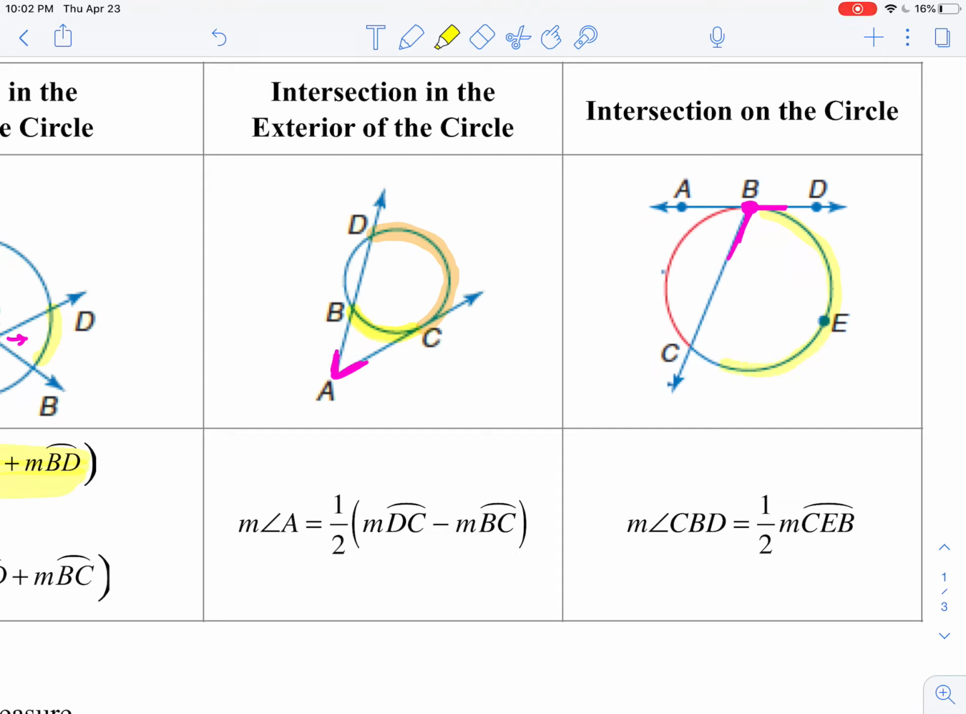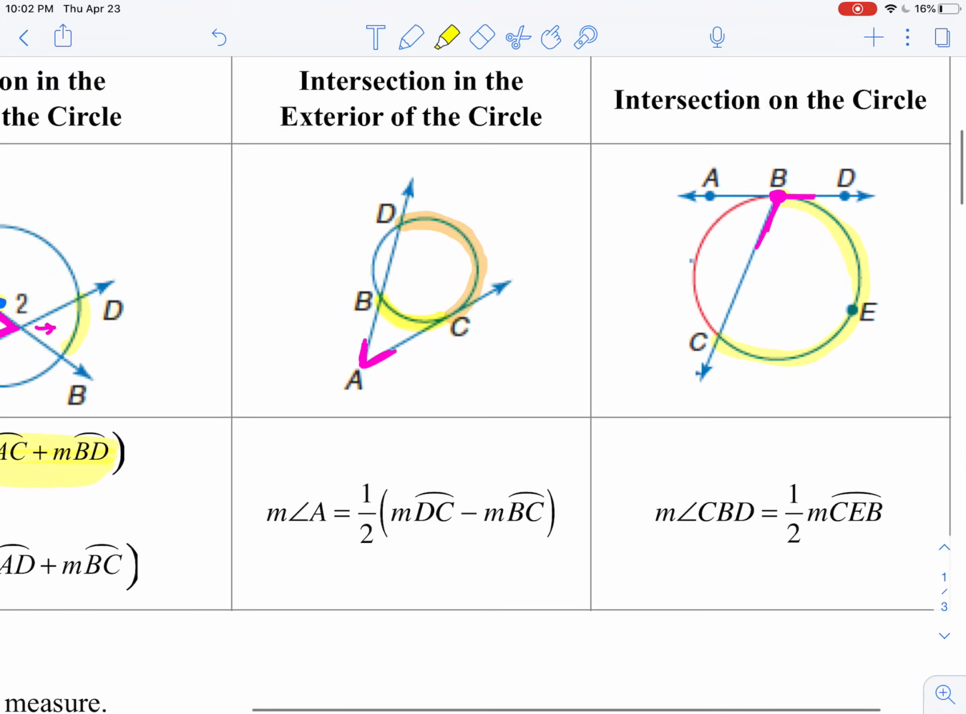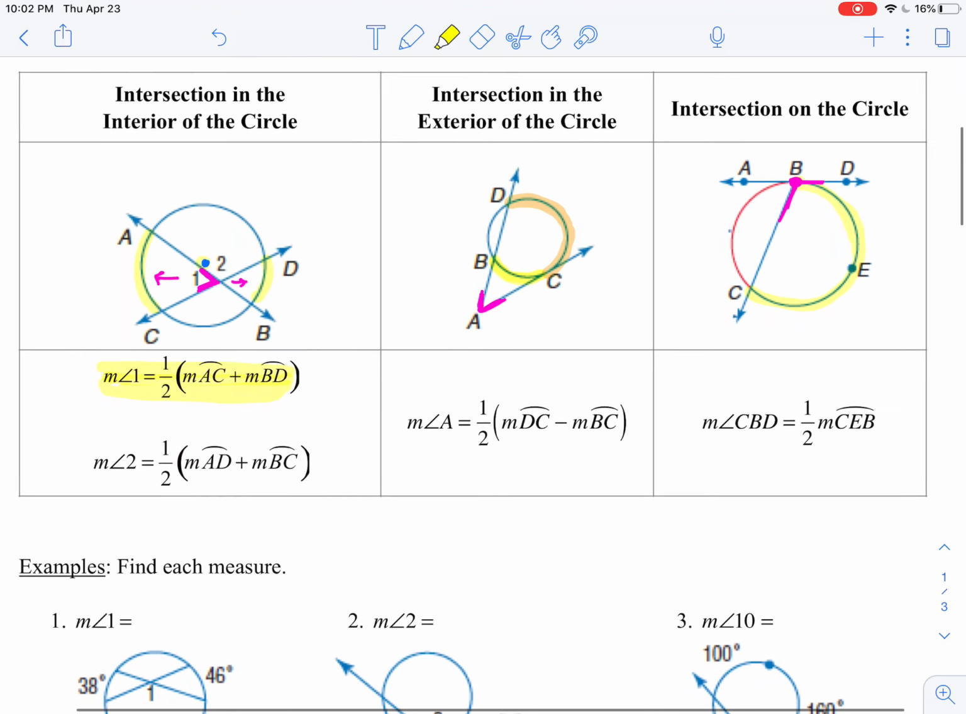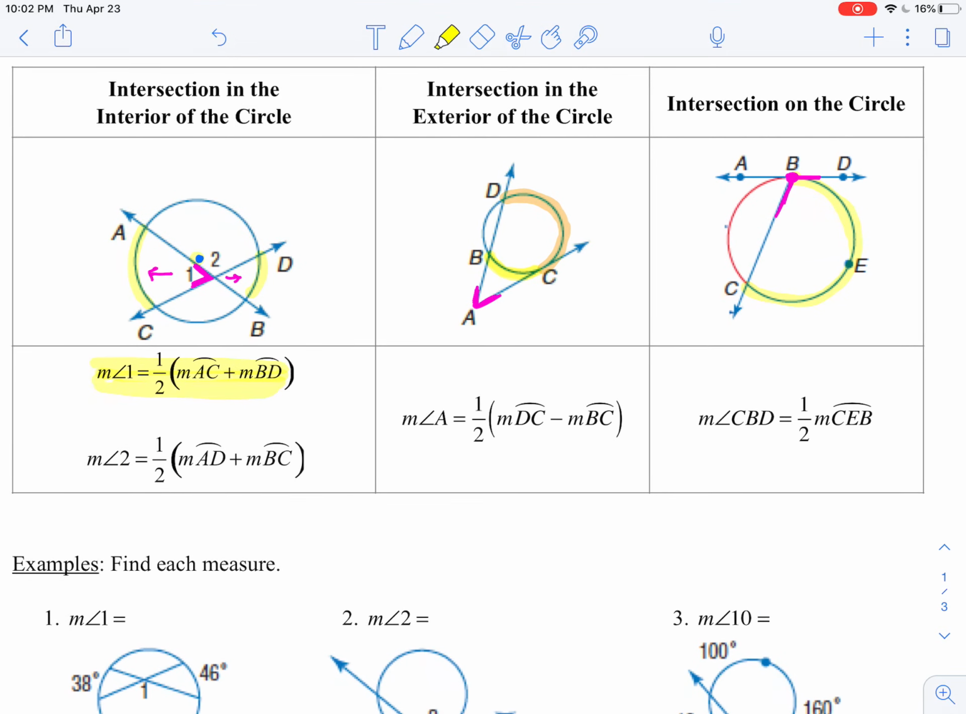We look at this big arc inside of the angle, and we cut this arc's measure in half. So angle CBD is equal to half the measure of arc BEC. Again, it's not actually considered inscribed because it doesn't have sides that are chords, but it does still work the same way. As we go through the lesson today and as you do the homework, pay attention to these 3 formulas. Every problem will break down into an intersection either inside, outside, or on a circle.